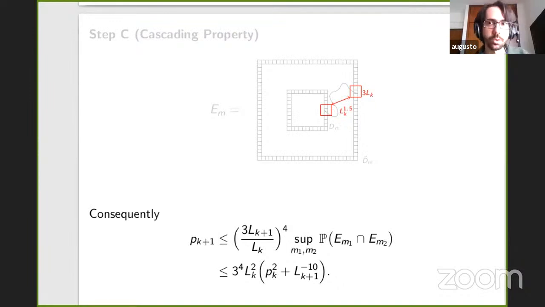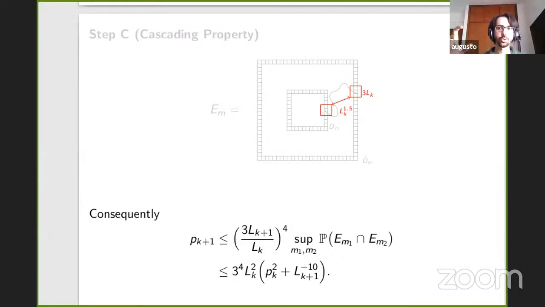So how do we bound PK plus one? As before, PK plus one is bounded by how many ways you can choose the two boxes in the inner ring and the outer ring. So this is much bigger now. Before it used to be a constant, 27 to the four. Now it's three times LK plus one over LK to the four, which is not 27 anymore. It's something growing with K.